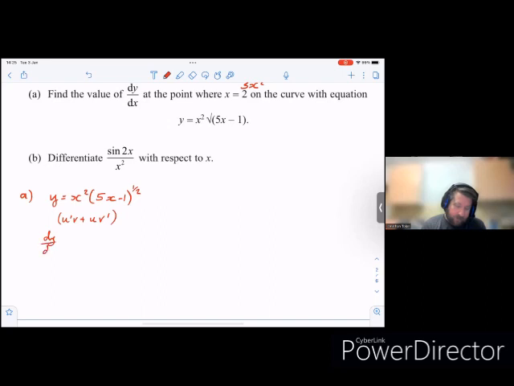So dy by dx equals, okay, so u dash is 2x. That will be multiplied by v. And then v dash, we need to use the chain rule. So we get a half times 5x minus 1 to the minus a half. And then we'll multiply that by 5. So that will give us 5 over 2, 5x minus 1 to the minus a half. And that's multiplied by u, which is x squared.